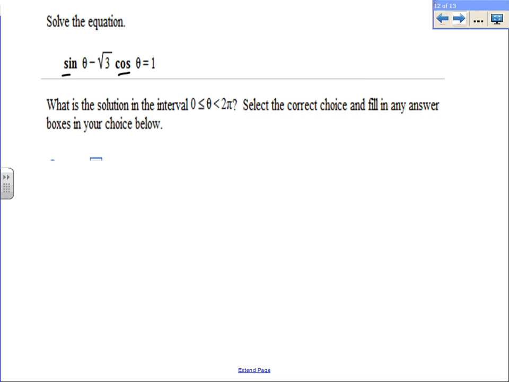So what I'm going to have to do is force them to be squares. The way I'm going to force them to be squares is to square both sides. That's the only way I'm going to get this to work. So watch here, I'm going to take this and square both sides.